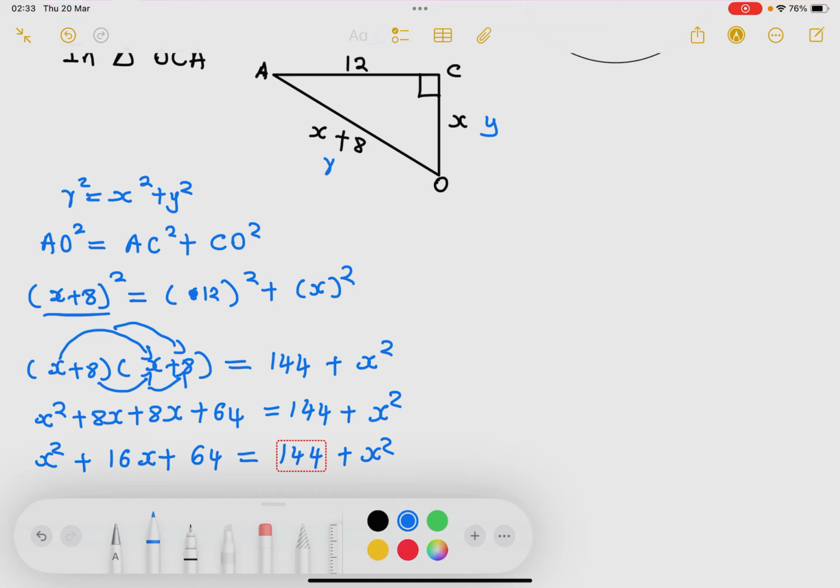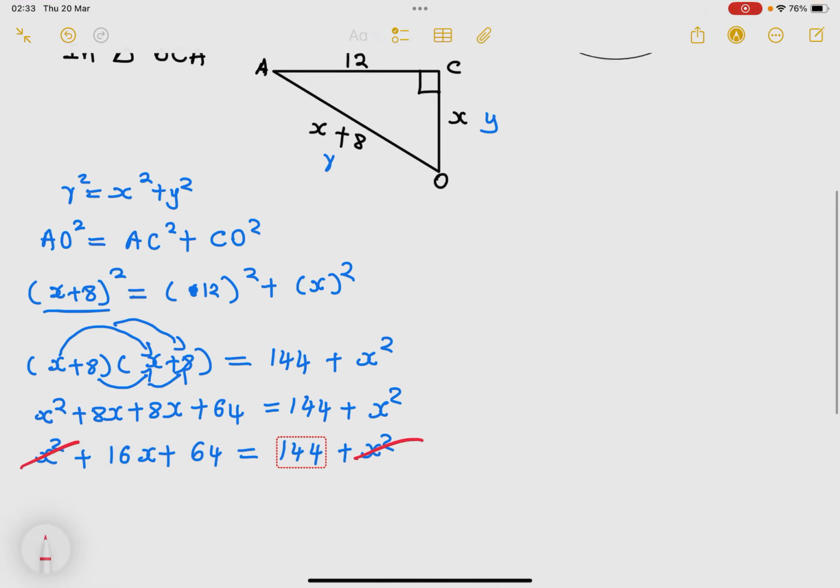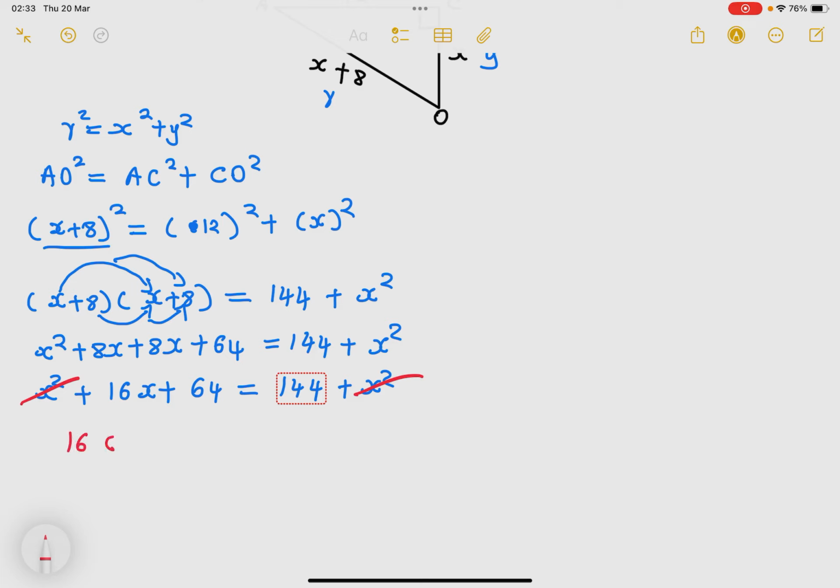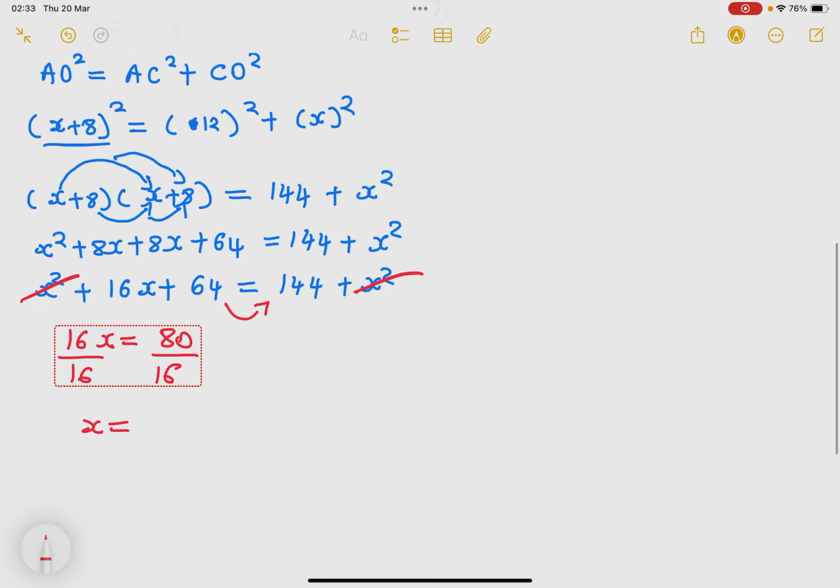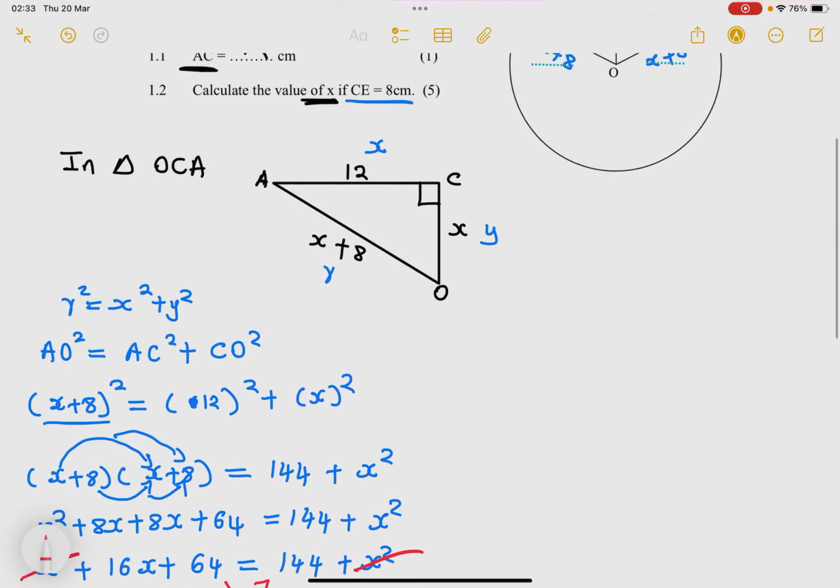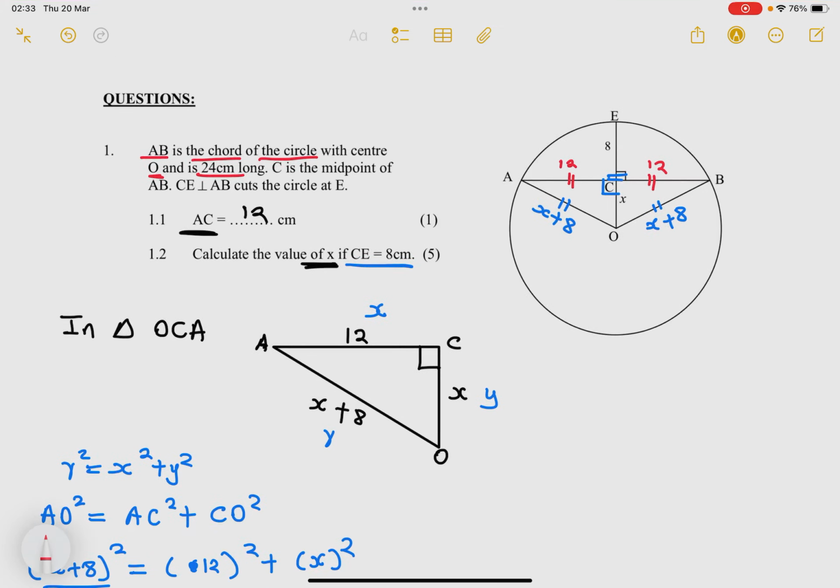You realize that these two x squared terms are going to cancel out, aren't they? So I'd be left with 16x equals, if I take this to the other side, 144 minus 64, which equals 80. So I have to divide both sides by 16. If I divide both sides by 16, I end up having 80 divided by 16, which is 5. So it means that the value of x is 5 centimeters. It's really easy, isn't it? So you actually use your theorem. You use the knowledge that you have from the theorem to calculate these types of problems.